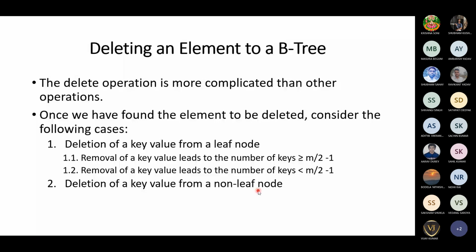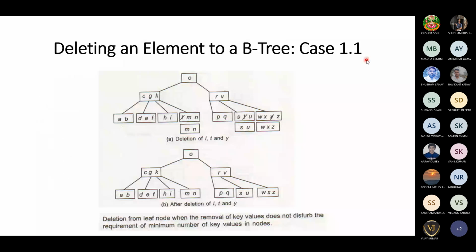Suppose we are deleting an element, which is case 1.1, where removal of a key leaves the number of keys greater than m/2, which means that deleting a leaf node or removing a key from the values will not disturb the B tree, which is the minimum requirement of the number of key values in the node. For example, this is a tree of order 4, because in each node you can store 3 elements and 4 pointers. So this is a B tree of order 4.